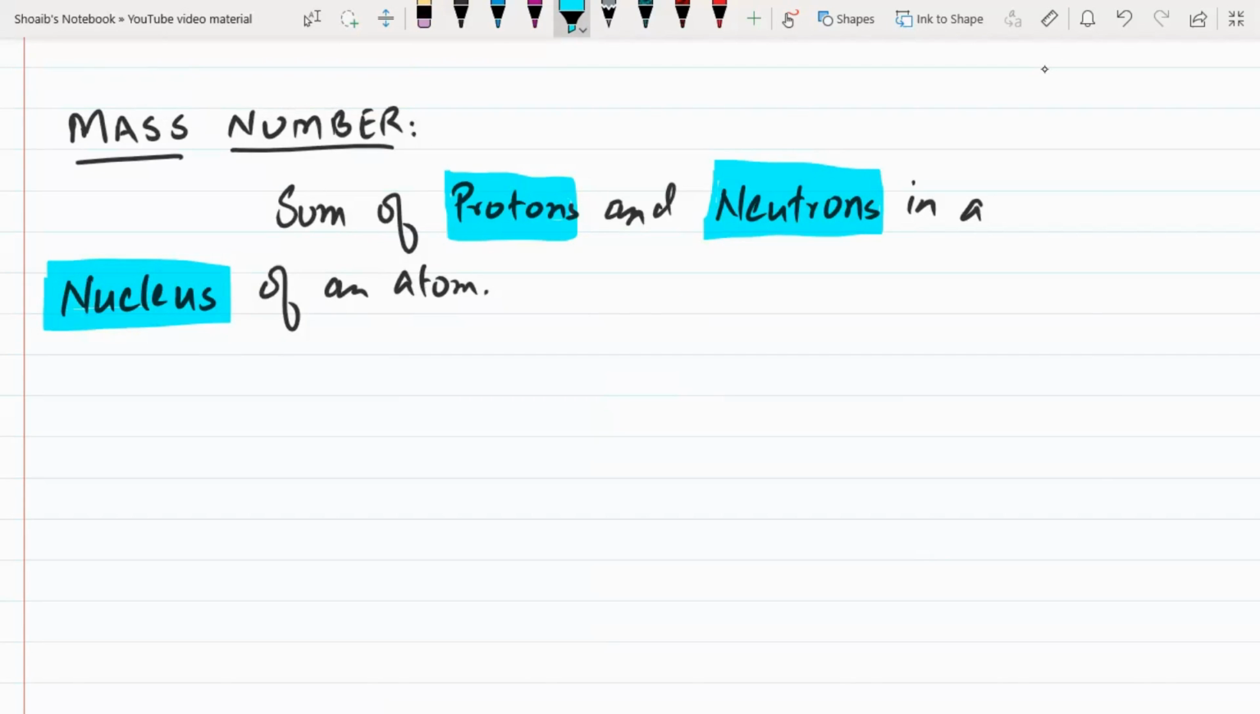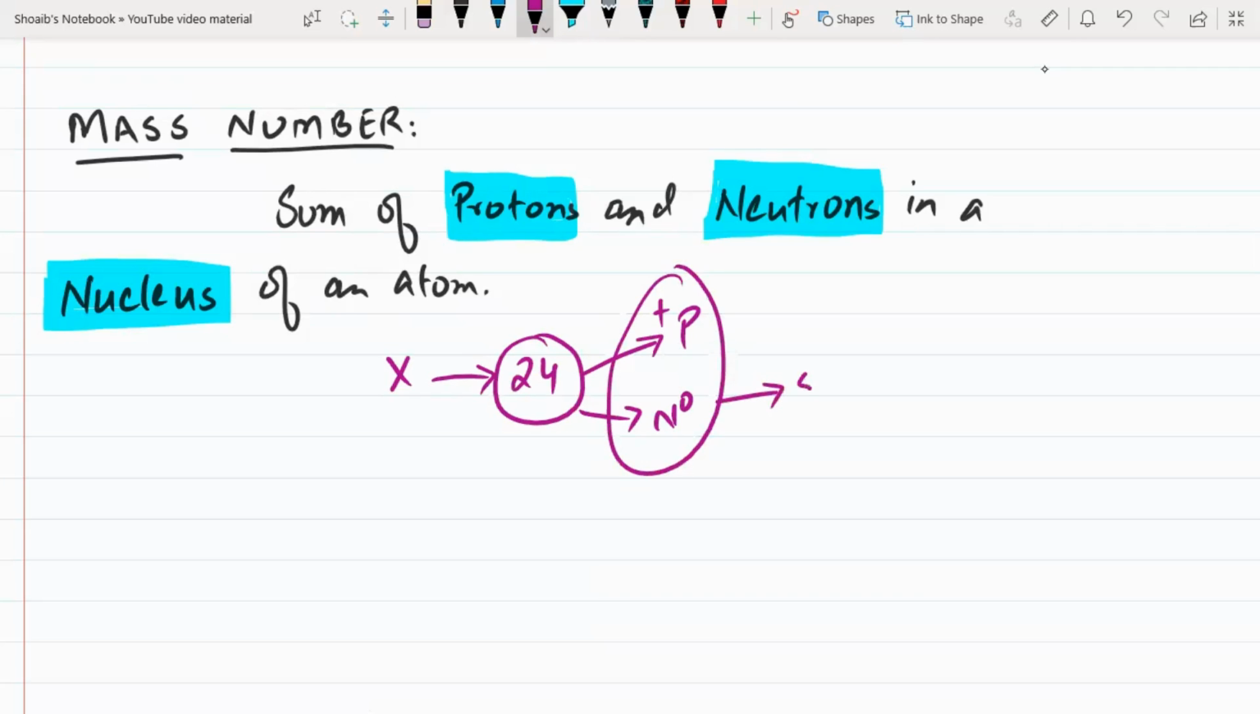So let's move forward. Let's take an example of an element X. The mass number for element X is 24. This 24 consists of protons and neutrons, meaning this 24 contains both particles. It is the sum of protons and neutrons.